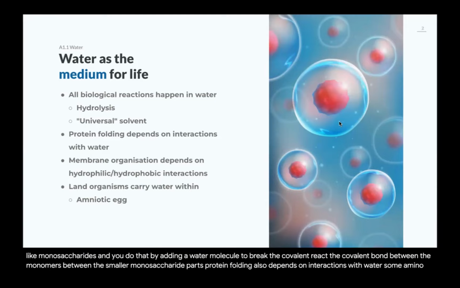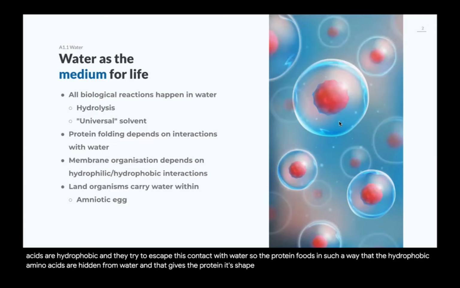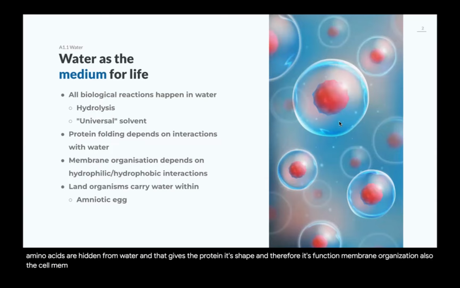Protein folding also depends on interactions with water. Some amino acids are hydrophobic and they try to escape contact with water. So the protein folds in such a way that the hydrophobic amino acids are hidden from water, and that gives the protein its shape and therefore its function. Membrane organization, also the cell membrane, depends on the properties, the hydrophilic parts and hydrophobic parts of phospholipids.